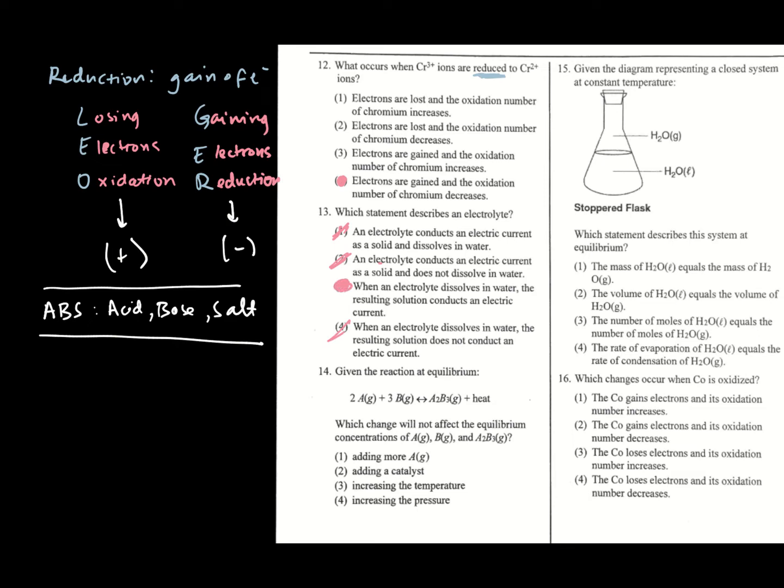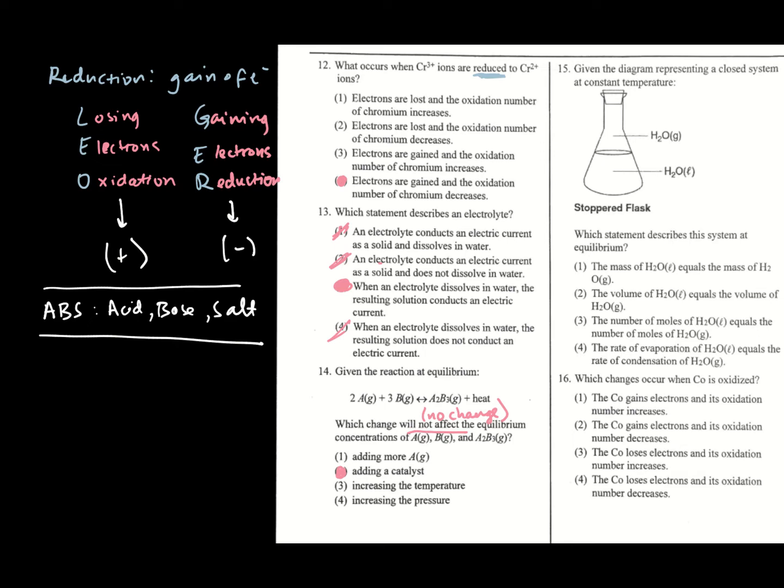Choice 3. Number 14. Given the reaction, which change will not affect the equilibrium concentrations? So no shift, no change. In that case, that's adding a catalyst. Catalyst speeds up the rate of reaction, but it doesn't change anything about the concentrations. It's still equilibrium. Increases both rates equally.